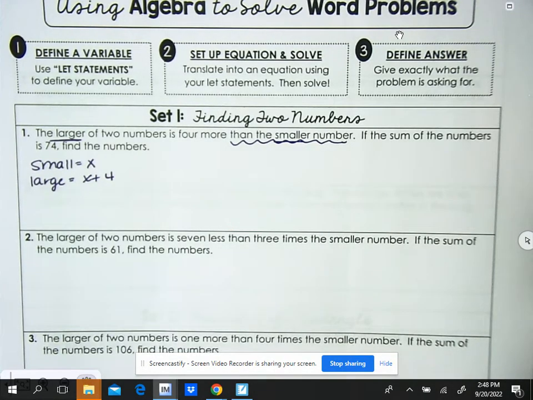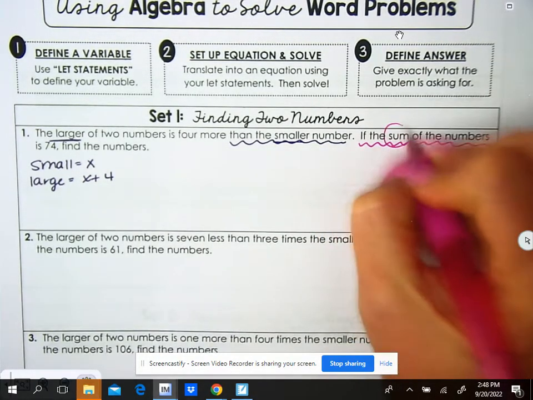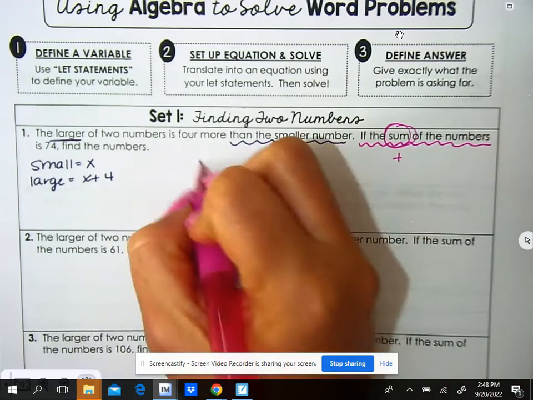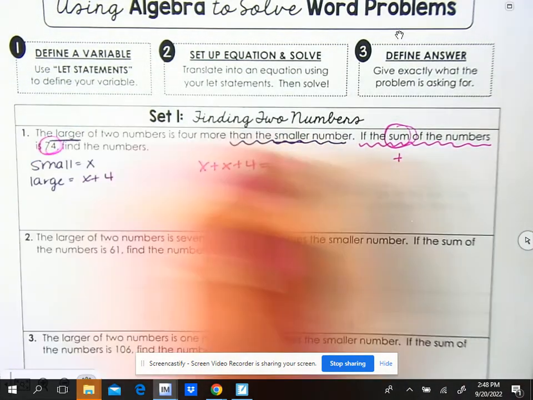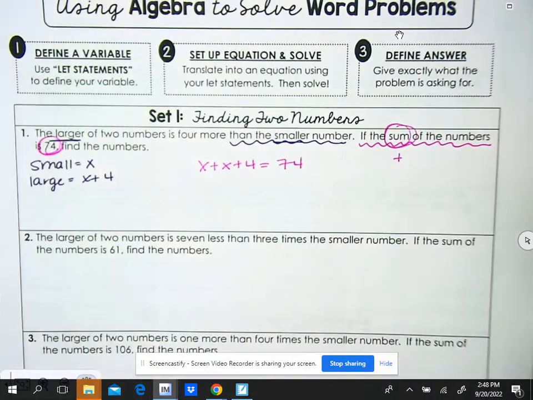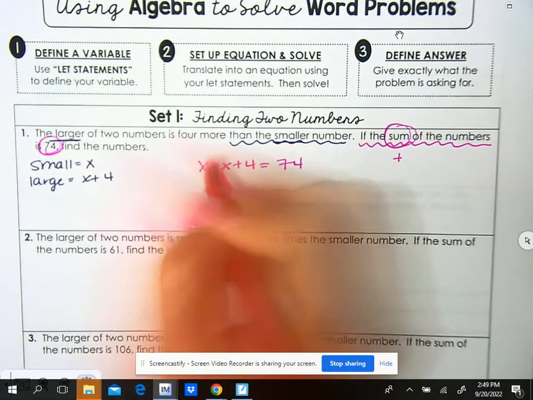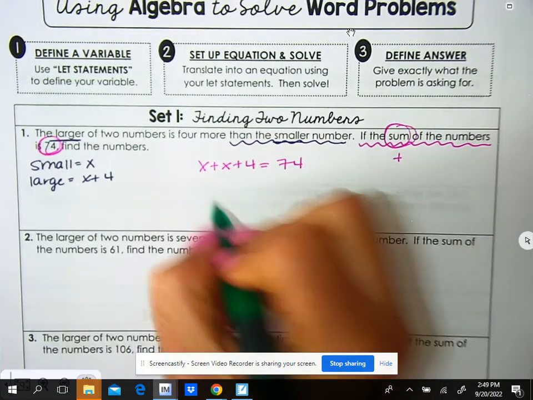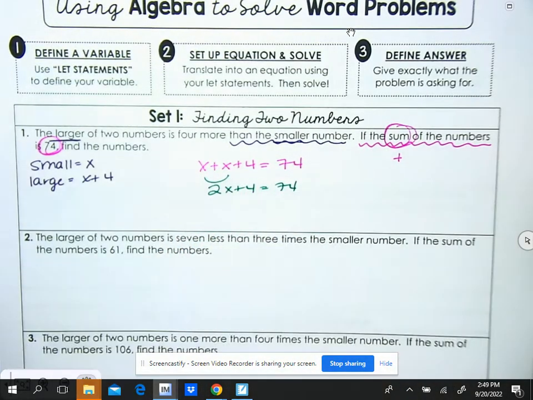Okay, sorry about that. All right, so now we're going to keep reading, and it says the sum of the numbers. So remember, we talked about sum meaning plus. So we're going to add these together, and that's going to equal, they give us that in the problem, 74. And now we're just going to simplify. We're going to combine like terms. And we're going to solve.